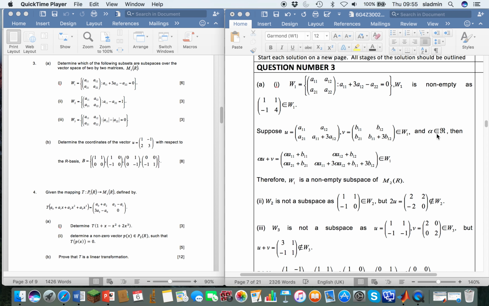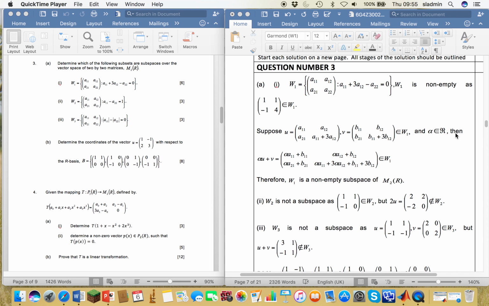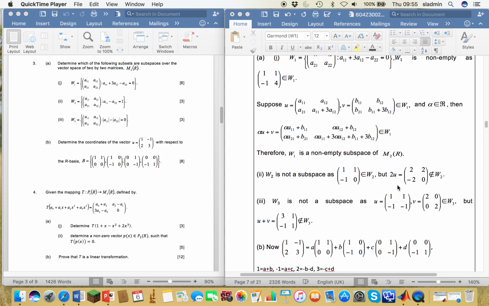We take a general real number alpha belonging to the reals. Then for alpha u plus v, we just use matrix algebra, and it gives us this new matrix. Here you can see that the element in row 2, column 2 is equal to the element in row 1, column 1 plus 3 times the element in row 1, column 2. So this matrix also belongs to W1. Therefore W1 is a non-empty subspace of M2R.